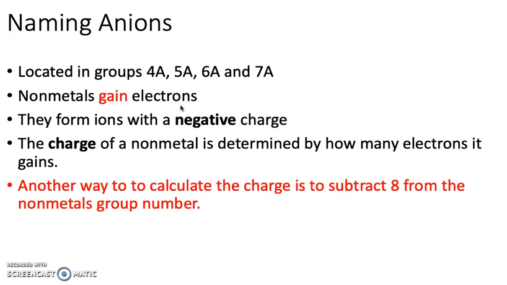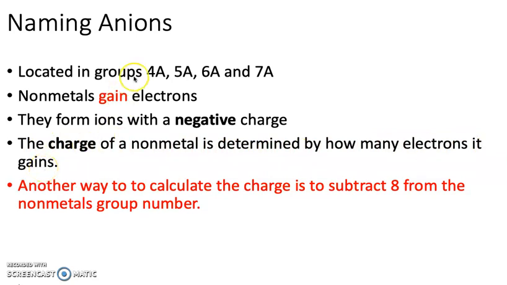Okay, naming anions. Remember, anions are located in groups 4A, 5A, 6A, and 7A. Nonmetals gain electrons. Okay, so what happens? Let's just say a nonmetal has one proton and one electron. If it gains a second electron, it's going to have a charge of 2 minus. It's going to have an extra charge. Now, they form ions with a negative charge, so it's going to have some negative next to it. The charge of a nonmetal is determined by how many electrons it gains.